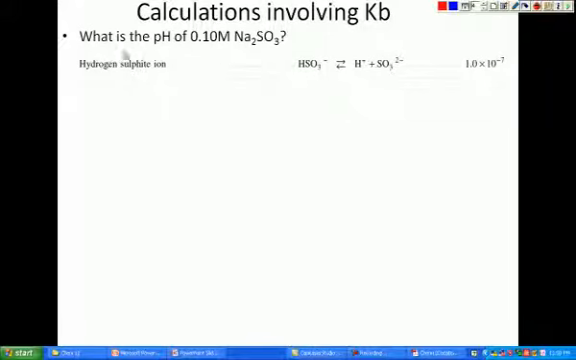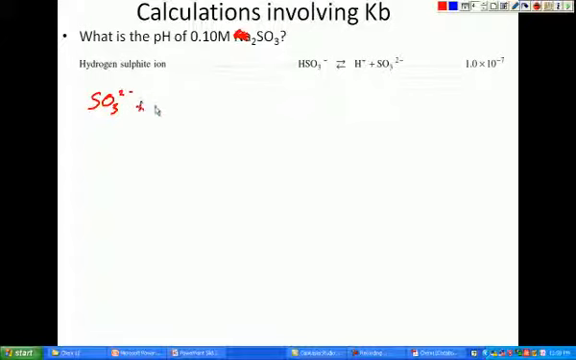This one says, what is the pH of 0.10 molar Na2SO3? Well, as we remember, Na+ is a spectator ion. Okay, and so we're going to write a net ionic equation about this one. So we're going to write SO3 2 minus, and if we find that on our table, we find SO3 2 minus right here.